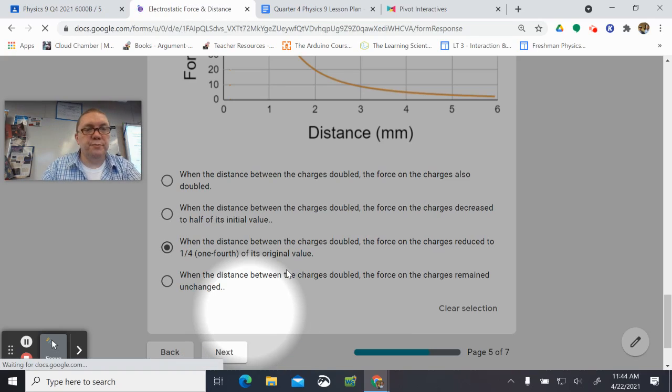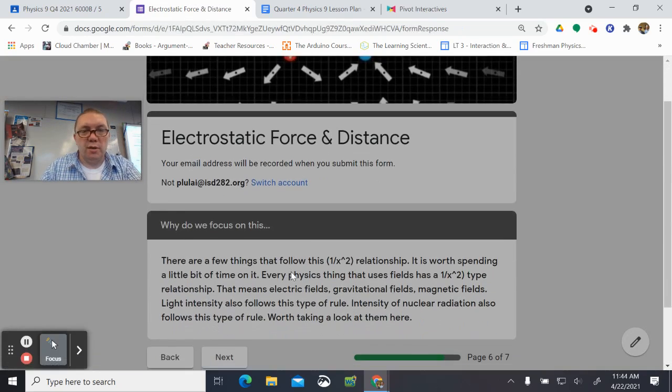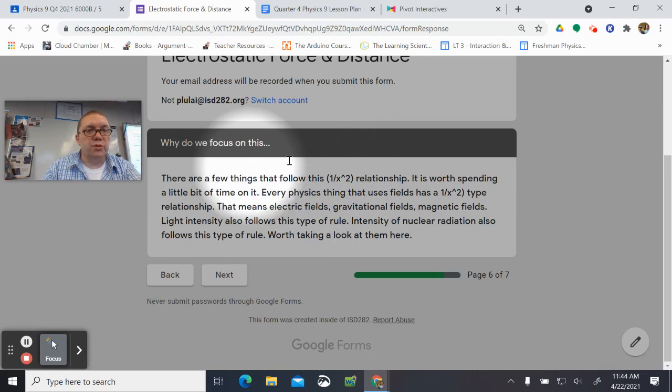And then these next couple spots are just, I think, a real quick summary. The reason that we're focusing on this is it feels like an unusual thing, but there are a lot of things in the world that follow this 1/x² sort of relationship. People will often call it an inverse square relationship. Electric fields, gravitational fields, magnetic fields, light intensity, some issues dealing with intensity of earthquakes, nuclear radiation things, a lot of things follow this inverse square relationship. So it's worth taking a little bit of time to see it in some way in class.